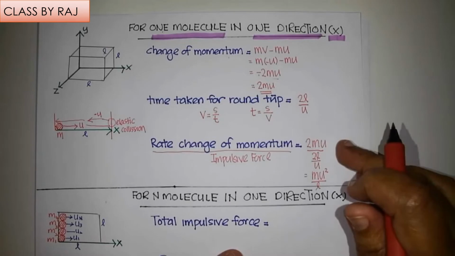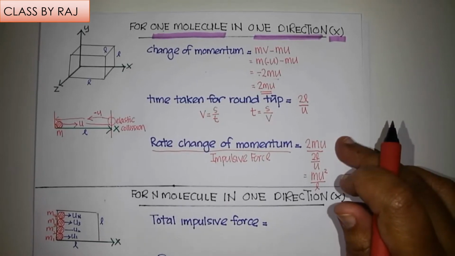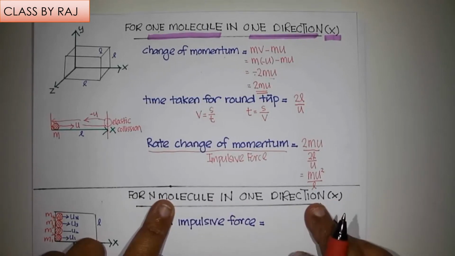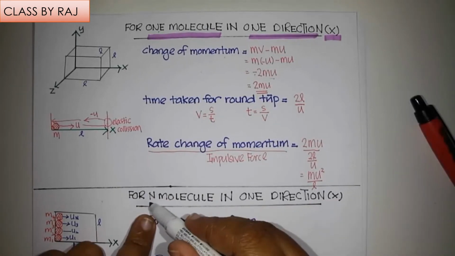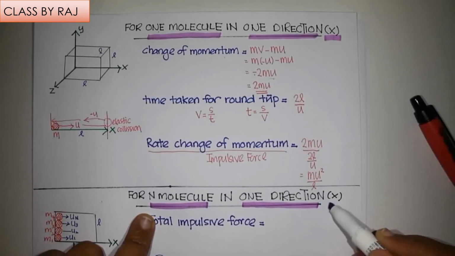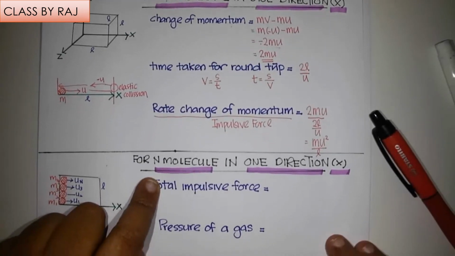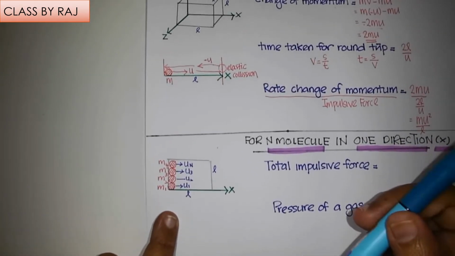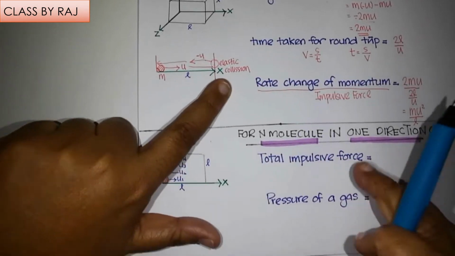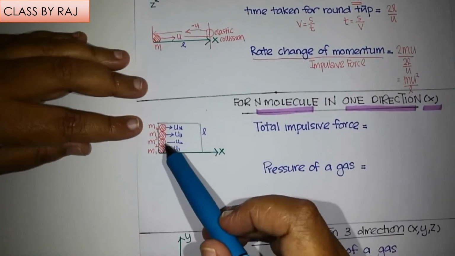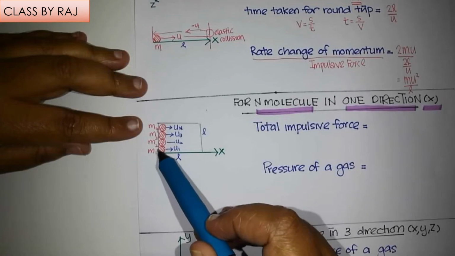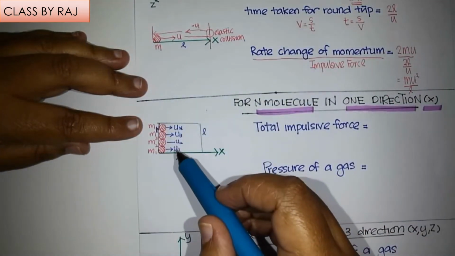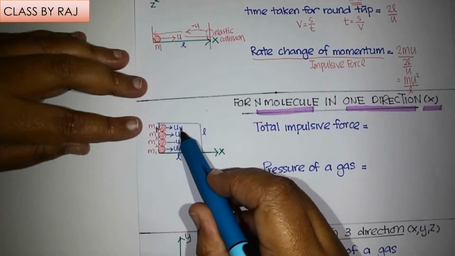Okay, so we already finished the first stage. Now we're going to look at n molecules in one direction, which is x. First, let's look at this diagram. This is the diagram for one molecule in one direction. Now we have n molecules. Each molecule, I put here 3 or 4. This is M1, this is M2, this is M3. So I'm going to make this Mn. So U1, U2, U3, Un.